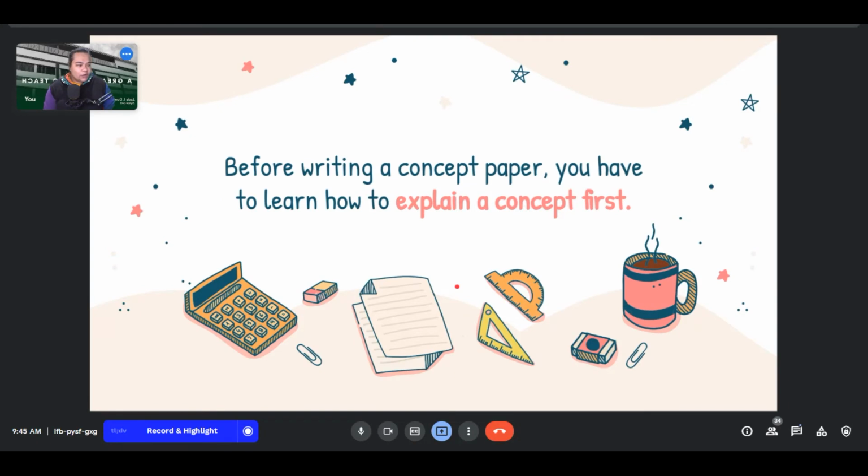So, before writing a concept paper, you have to learn how to explain. Bago tayo magbara-bara ng sulat, kailangan marunong muna tayo mag-explain ng concept natin.